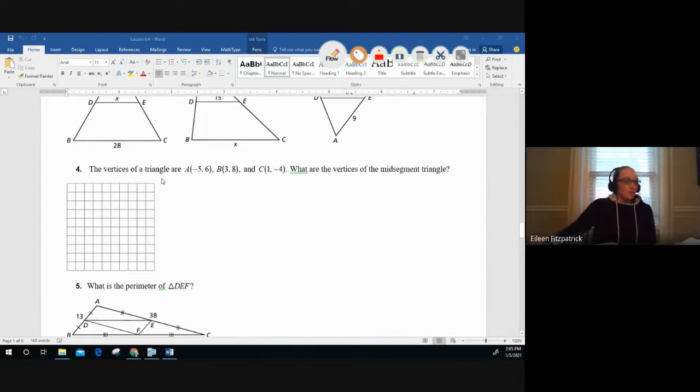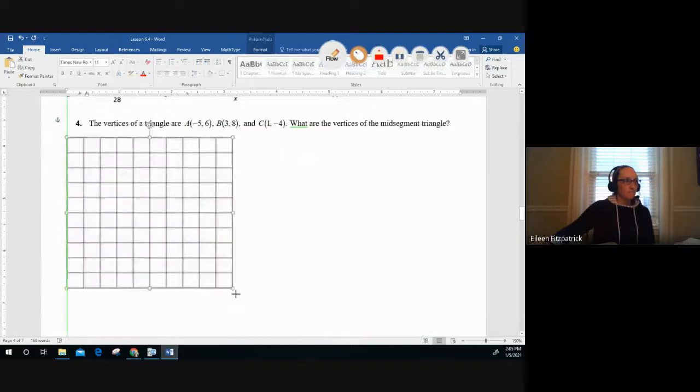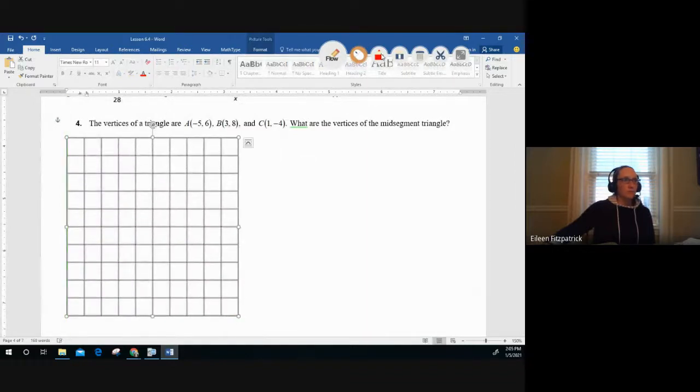Okay, so the vertices of the triangle are A, B, and C, which are given. What are the vertices of the mid-segment of the triangle? Okay, so let me make my coordinate grid just a little bigger and easier to plot points. First thing, I've got to make an X and Y axis, nice and dark right in the middle. Try to draw a straight line in this way as well. Now I'm going to plot my points.